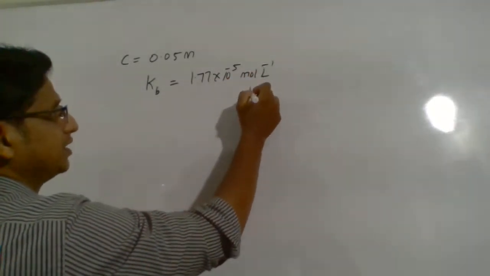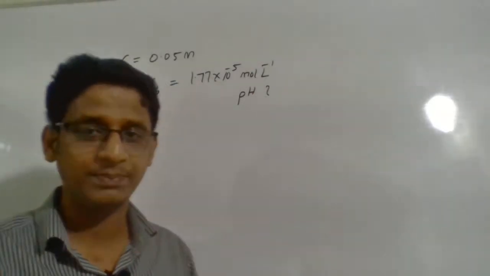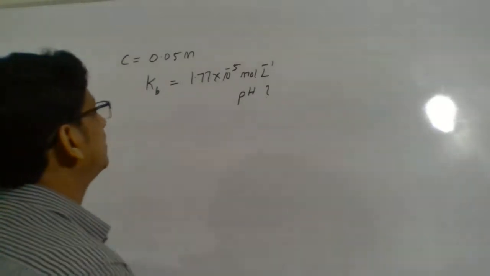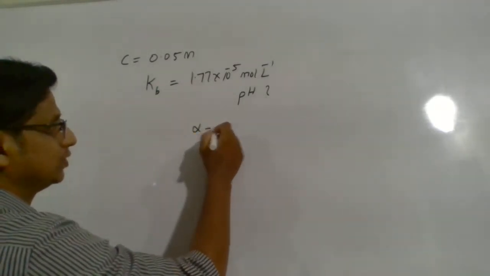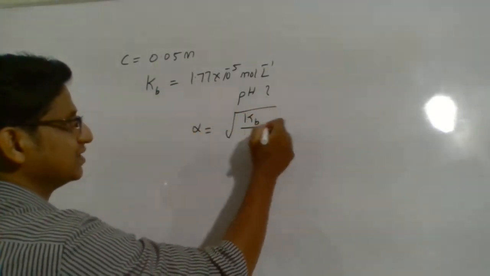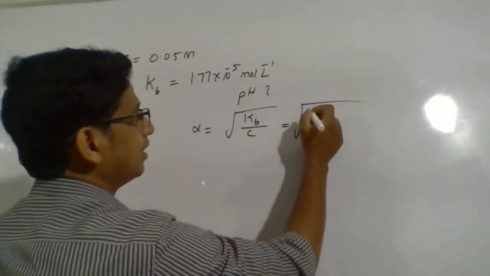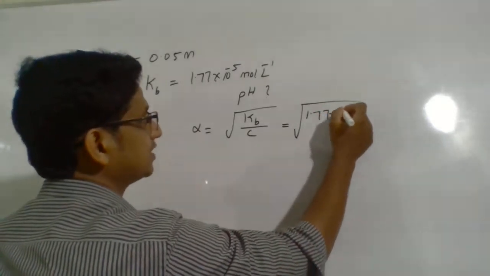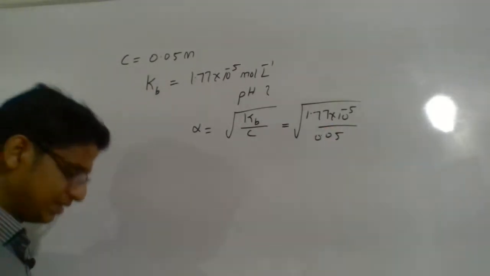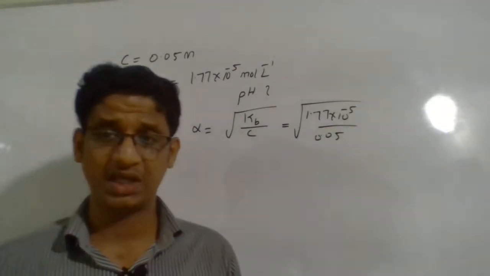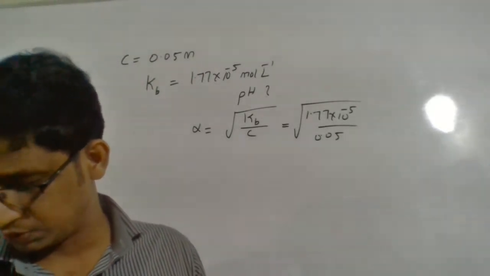You are asked to find the pH of the solution. Yesterday we discussed the theory, so let us apply it today. Now Kb is given, C is given. So first you can find alpha, the degree of ionization. Alpha is equal to root of Kb divided by C. Kb is 1.77 into 10 raised to minus 5, divided by C, which is 0.05. Yesterday we studied Kb is equal to C alpha square, where alpha is equal to root of Kb divided by C. So apply that equation, you're going to get alpha.